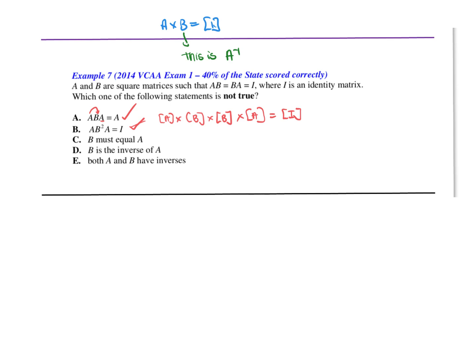Now, with C, it says B must equal A. Is B equal to A? No, it's just the inverse. So you already know that is wrong. So the rest, and then it makes sense because D says B is the inverse of A. So that is true. And both A and B have inverses. That is correct as well.